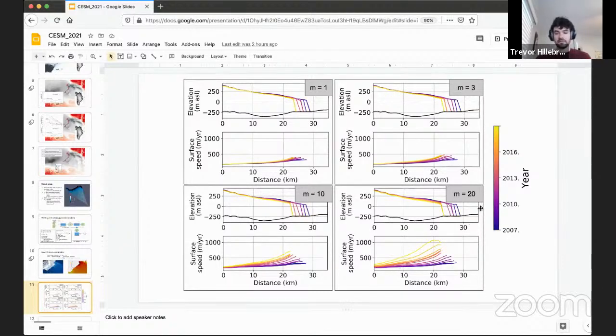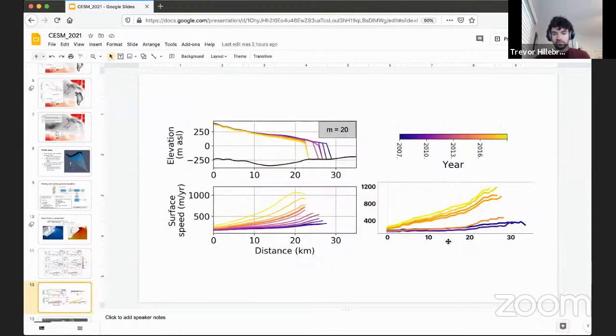But we need this very small exponent of 1 over 20 in the basal friction law to sort of replicate that tripling of surface speed near the front. And I'll just show this compared to the observations of surface speed on the right. Here's the same model result on the left.